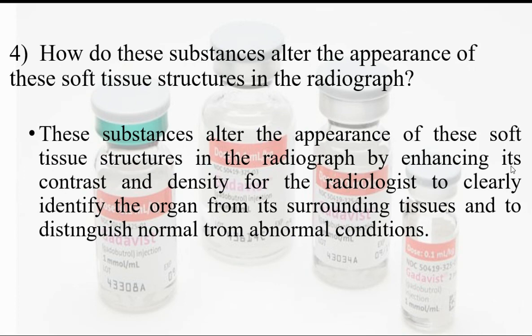Lastly, how do these substances alter the appearance of these soft tissue structures in the radiograph? So these substances alter the appearance of these soft tissue structures in the radiograph by enhancing its contrast and density for the radiologist to clearly identify the organ from its surrounding tissues and to distinguish normal from abnormal conditions.